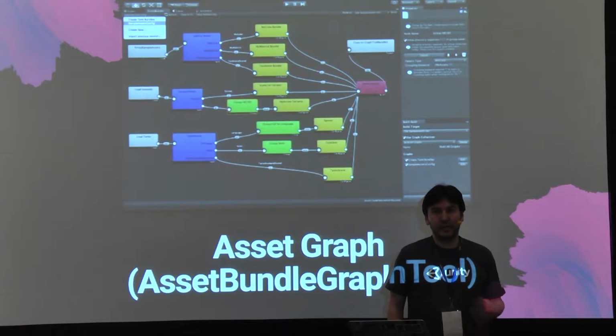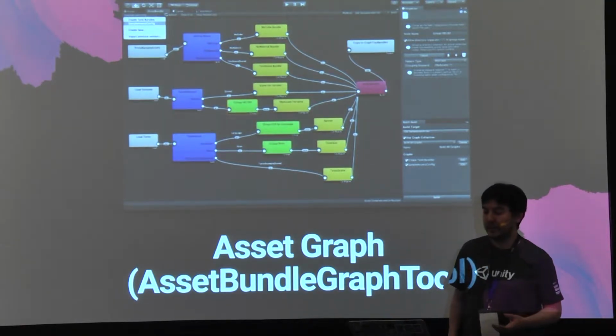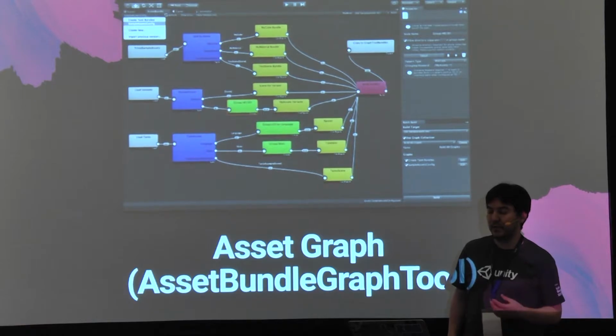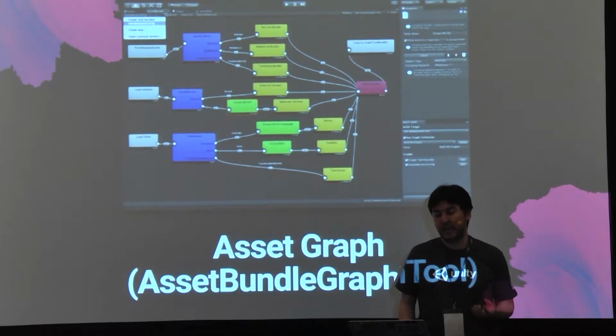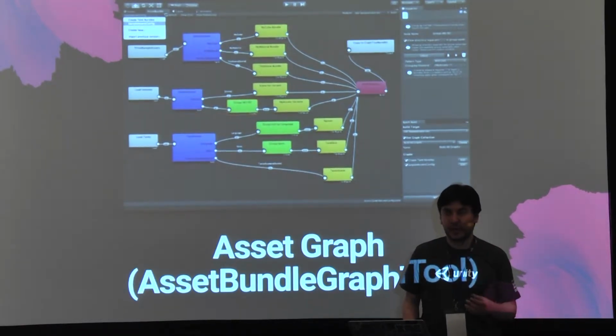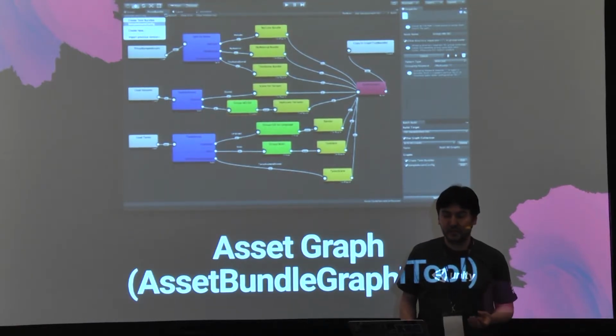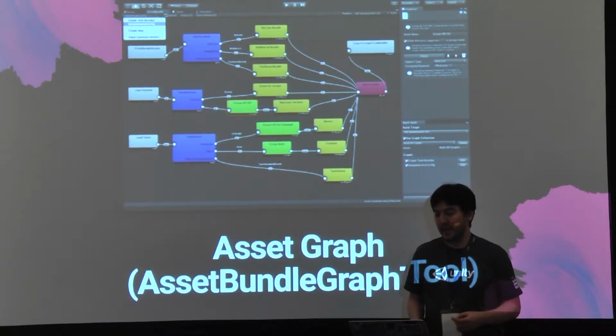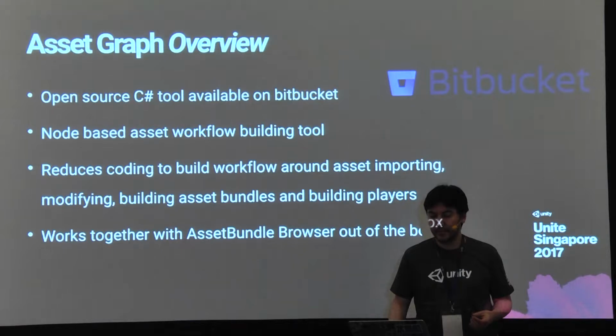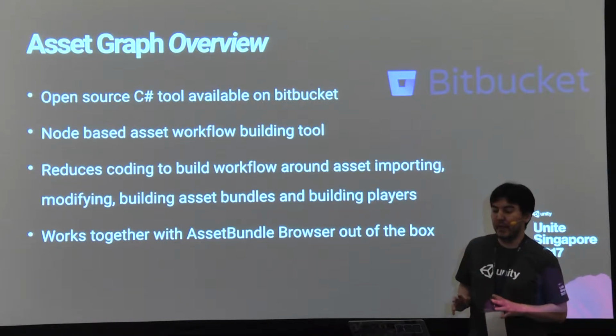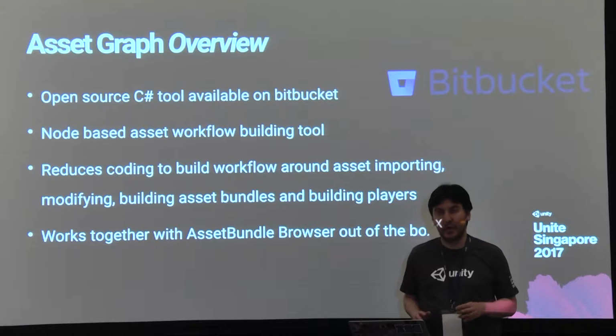Okay, so the tool that I'm talking about today is called the Asset Graph, and this tool was once called the Asset Bundle Graph tool. We originally developed this for asset bundles, but later through your input and feedback, we found that this tool is far more useful than just building asset bundles. So we decided to go deeper and develop additional features so that it now supports the general asset workflow. The Asset Graph is an open source C# tool, and it is currently available on Bitbucket.